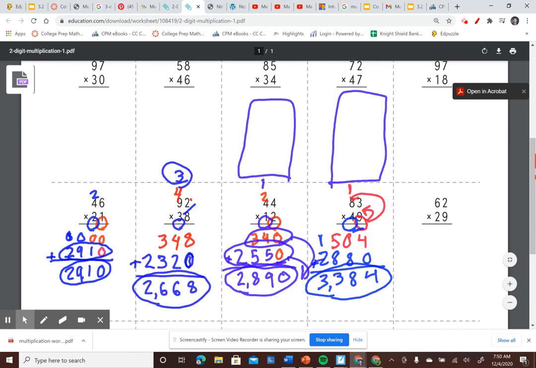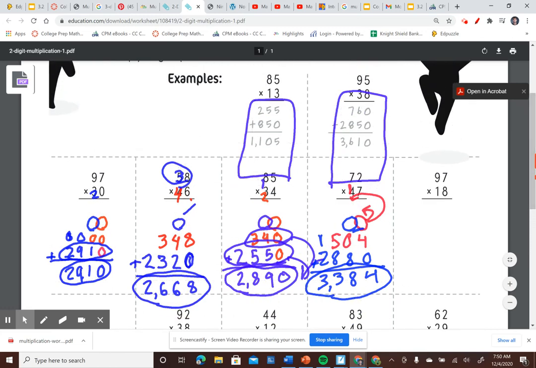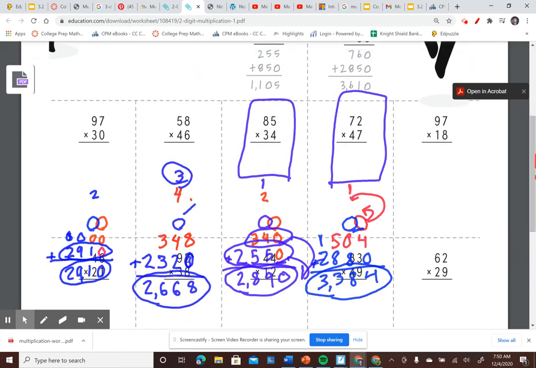All right, so now you guys have the next 2 rows to complete. Go nice and slow, check your work, just really get this down, and then decimal multiplication will be so much easier.